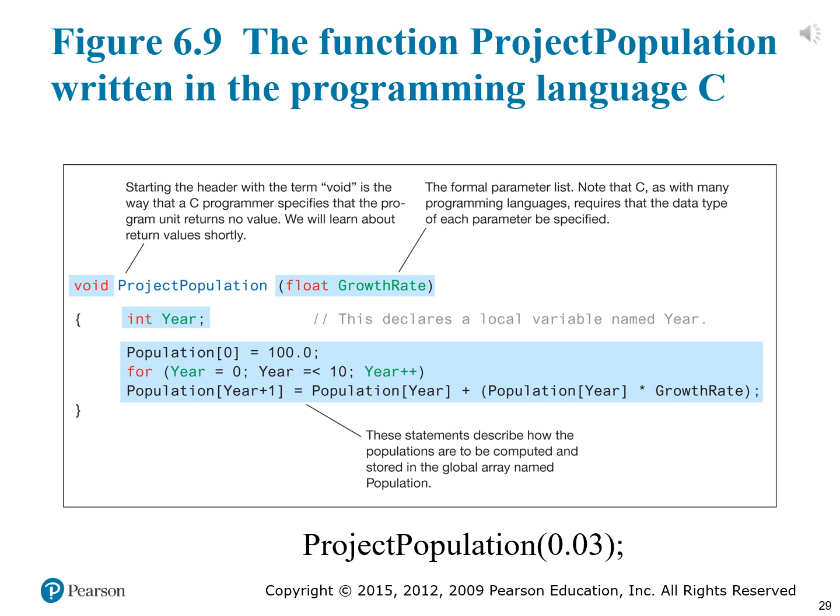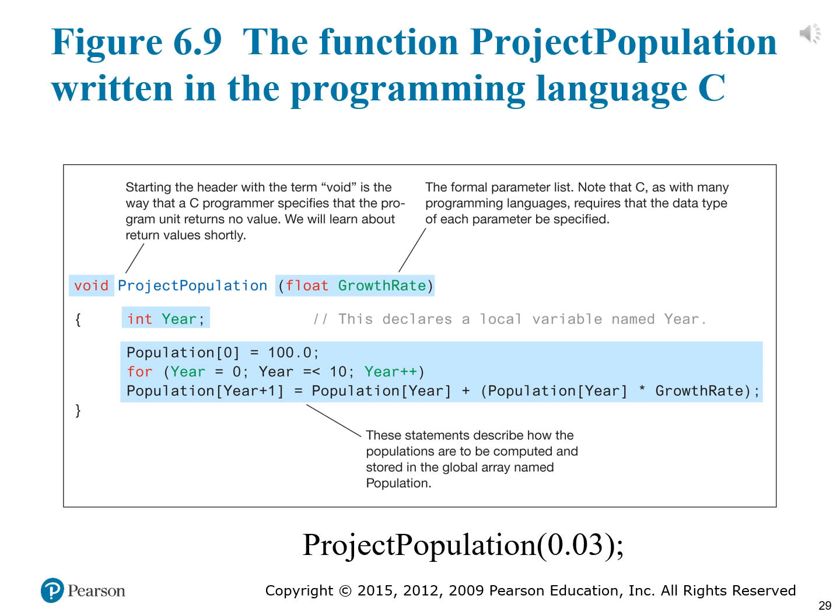Figure 6.9 presents the definition of a function named projectPopulation as it might be written in the programming language C. The function expects to be given a specific yearly growth rate when it's called. Based on this rate, the function computes the projected population of a species, assuming an initial population of 100, for the next 10 years, and stores these values in a global array called population.